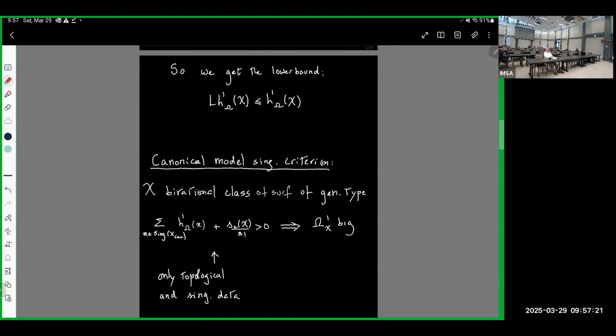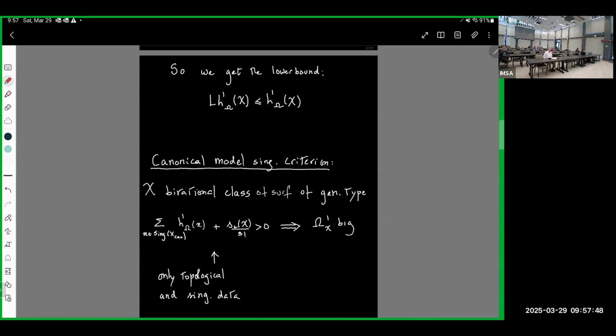Bigness should have here H1 omega x full, and then it will be equivalent. But we don't have that. We have just a lower bound for it, and so I know that if the lower bound for H1 omega plus the second number plus the vector 0, then the cotangent bundle is big.